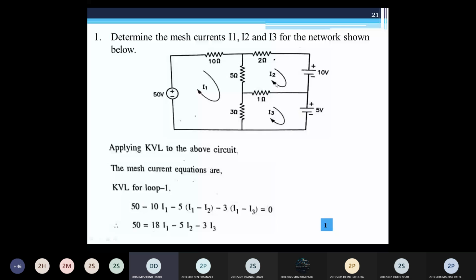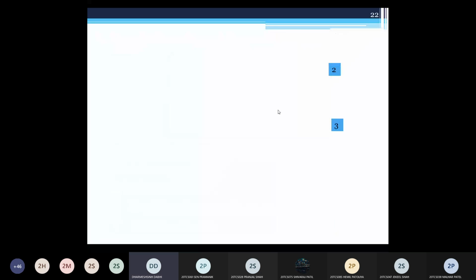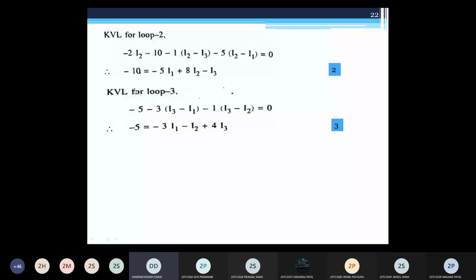Okay, then apply the mesh 2 KVL. Then KVL for mesh 3. All of you get the answer? Yes, sir. Okay, so you get this answer for KVL for loop 2: minus 10 is equal to minus 5I1 plus 8I2 minus I3. Or you can say that 10 is equal to 5I1 minus 8I2 plus I3. Clear? Same way for KVL for loop 3: 5 is equal to 3I1 plus I2 minus 4I3.